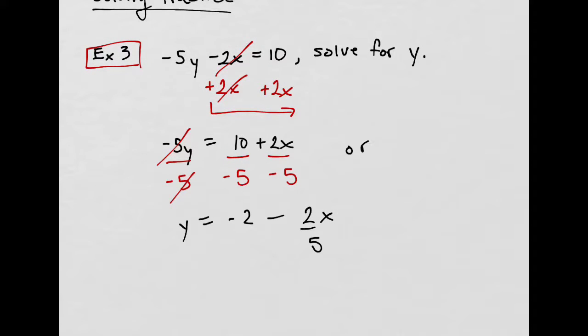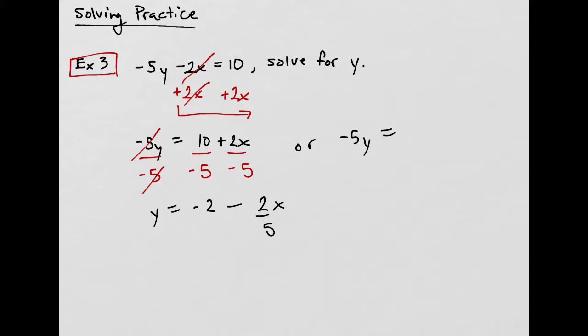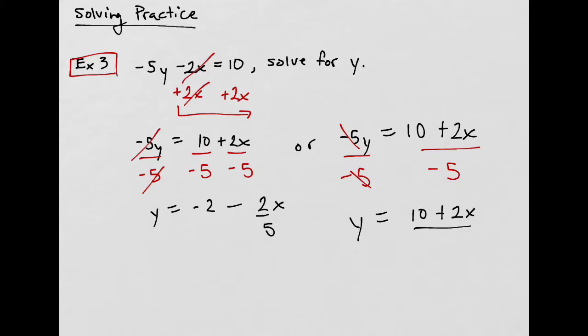Or, I could, if I wanted to, I could write negative 5y, I'm just going to rewrite it, equals 10 plus 2x. And then I could, again, divide by negative 5, and I could divide the whole thing by negative 5. That's actually the same. Do you understand? This means the same thing. You could split up the denominator, write it twice, like that. But there you go. Those are the same thing.